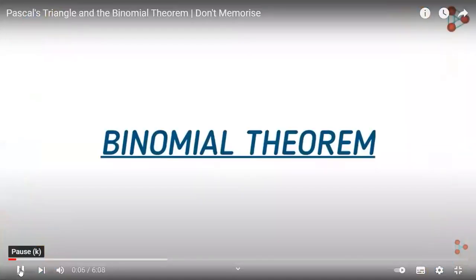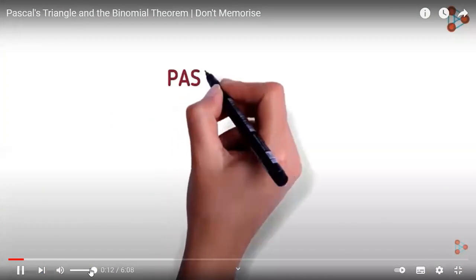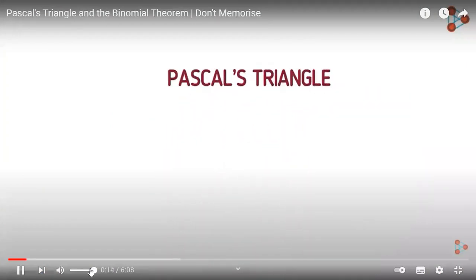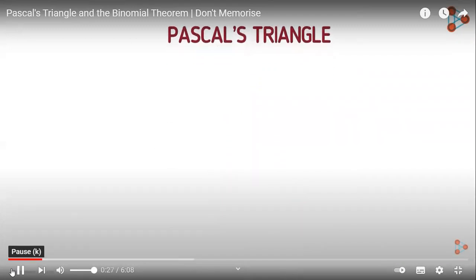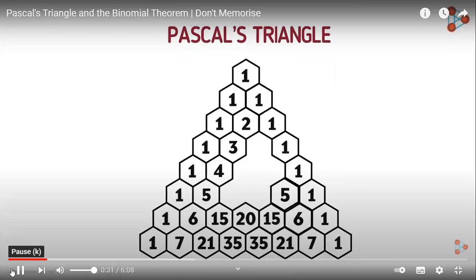To understand the binomial theorem, we need to learn an important and interesting concept. We need to know something called Pascal's triangle. Wondering what it is? Come, let's see. Pascal's triangle is a triangle made up of numbers. Is that it? No, of course there's more to it. Let's see what a Pascal's triangle actually looks like. It looks something like this.